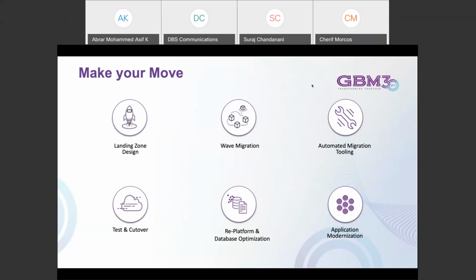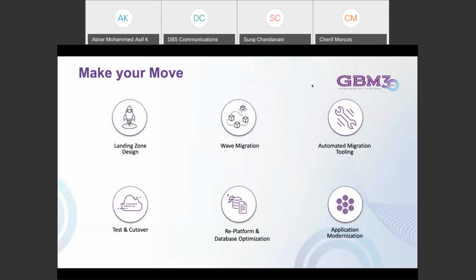What needs to be the governance? How are we going to capture the logs? How are we going to monitor the different resources that are running there? So all this goes towards setting up the landing zone. Once the landing zone is designed and established, the applications are moved in a wave migration process. So if there are any dependencies, for example, there may be dependencies of Active Directory or authentication dependencies or DNS dependencies, these dependencies would be put in place first before moving the applications.